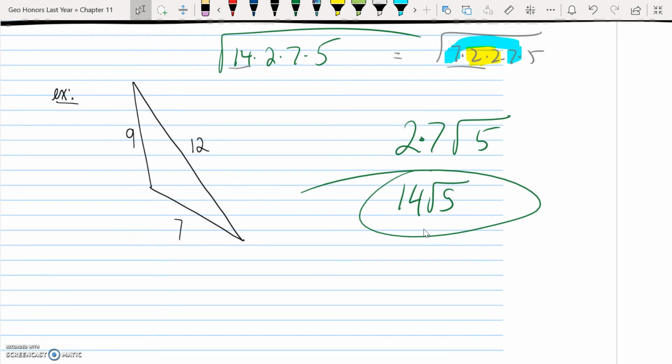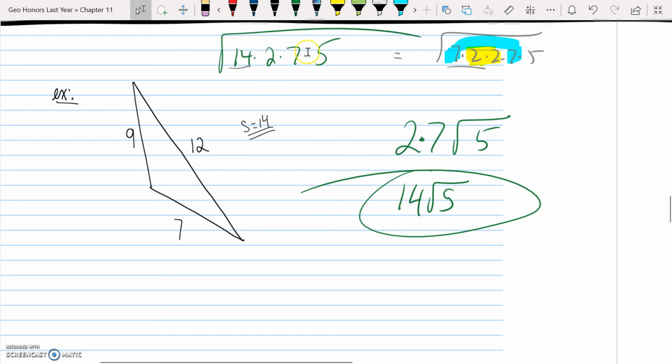This next example is the first time that we're using Heron's formula. We have all 3 sides, so if you add up all 3 of those sides together, it comes out to 28. 28 divided by 2 is 14. So the semi-perimeter for this one is equal to 14. For the area then, it's the square root of 14 times 14 minus 12 times 14 minus 7 times 14 minus 9.